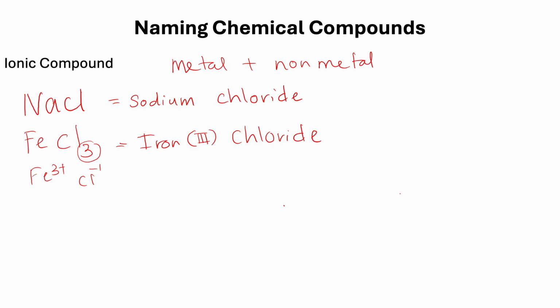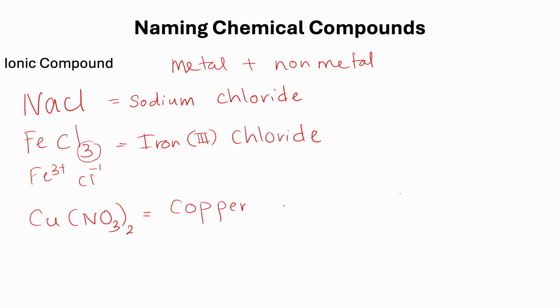Let's see if you have a polyatomic ion in the formula. Like Cu, NO3, and there are 2 NO3s according to the formula. So this is copper.